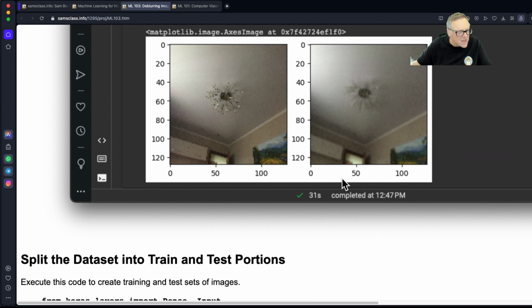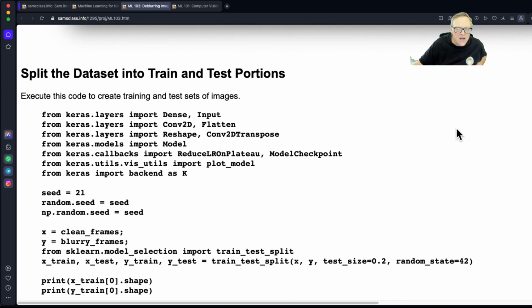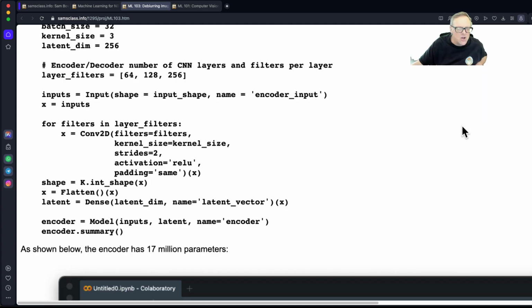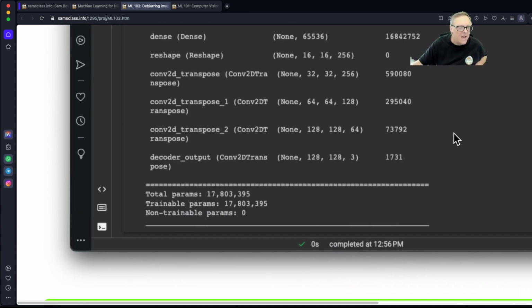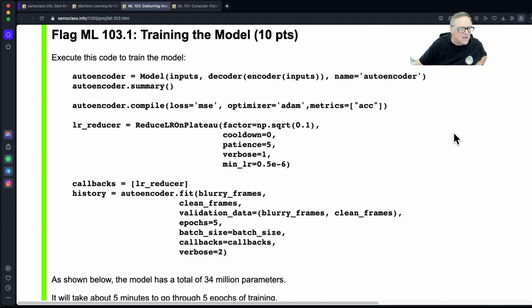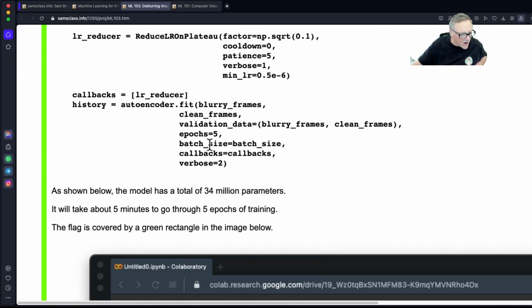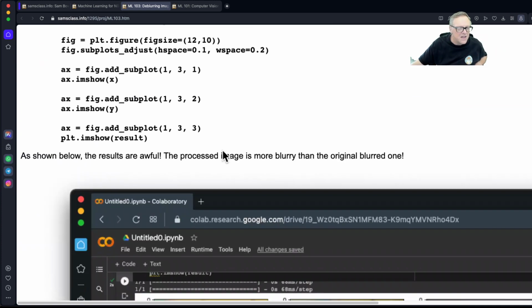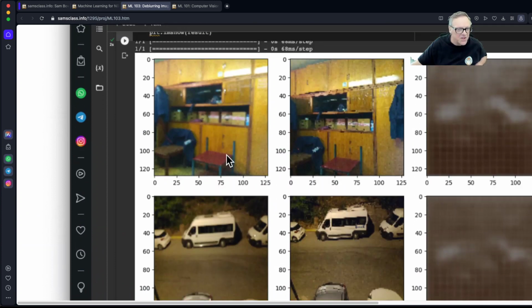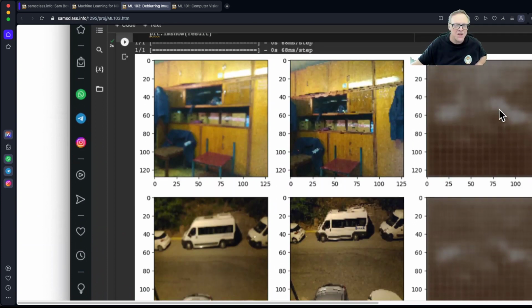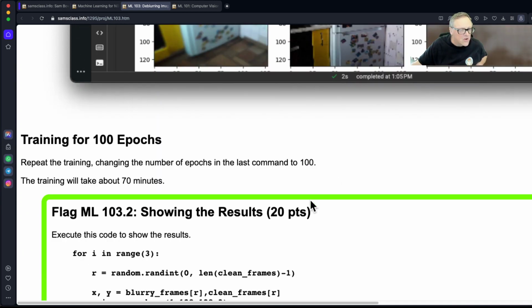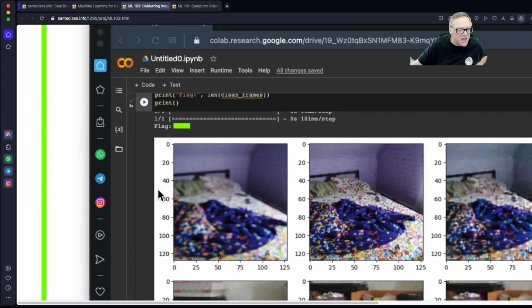And you train the model to practice de-blurring images, and then you run it to test it on an image it has never seen before. And if you train it for only 5 epochs, then it is terrible. This is what happens when it de-blurs an image. It just turns it into garbage. But if you train it for 100 epochs, that will take about an hour and a half. But when you're done, it will actually get pretty good at it.